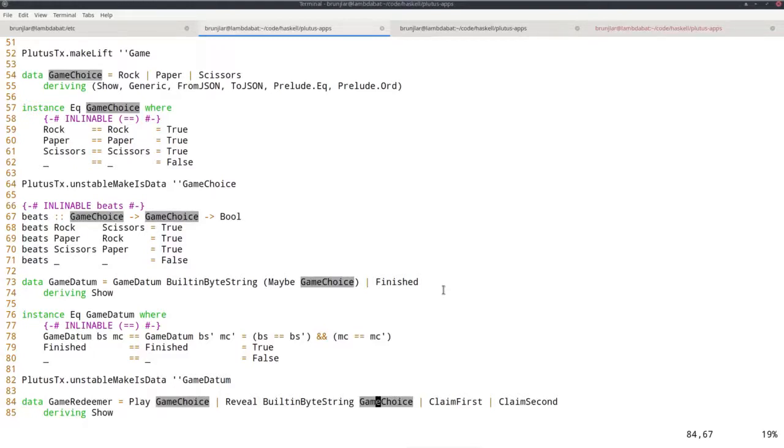If he knows he lost, he won't reveal. But he could reveal if he won, but also if it's a draw. Because if he doesn't reveal, even if it's a draw, then the second player would get everything. So the first player now must reveal if he won or if it was a draw. So in order to write down the correct conditions, we now need the choice that the first player made.